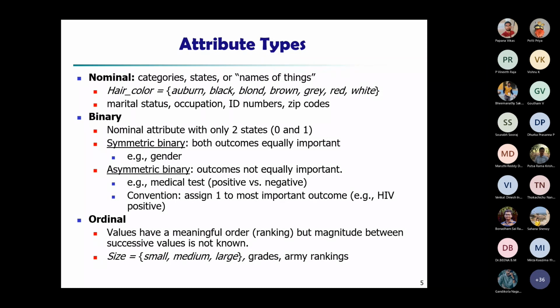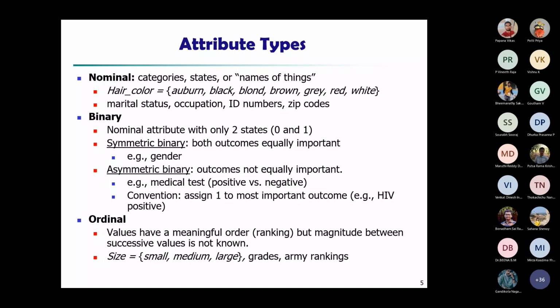But what if it's a medical test? When a medical test is positive, it has more importance than a negative, so usually we assign one to it. Here the values do not have equal importance. So that's binary. Then we talked about ordinal, where the values have a meaningful order.